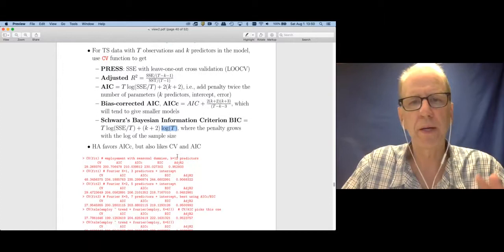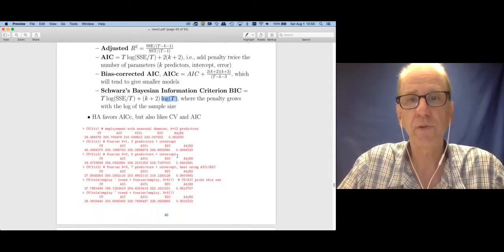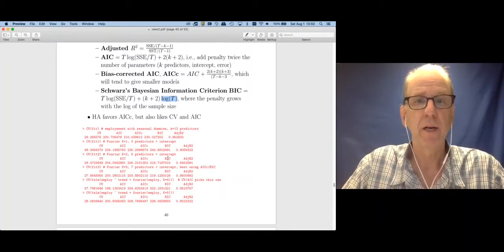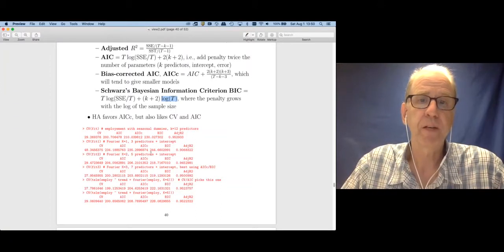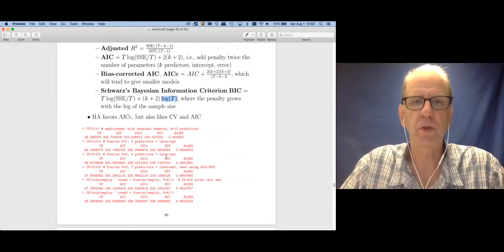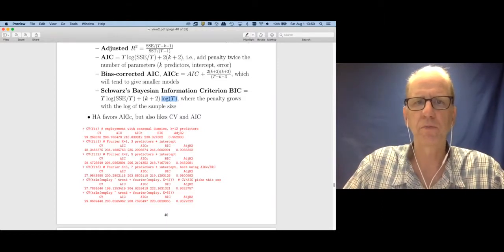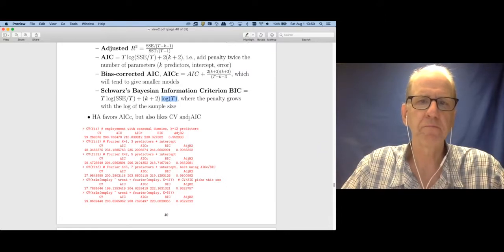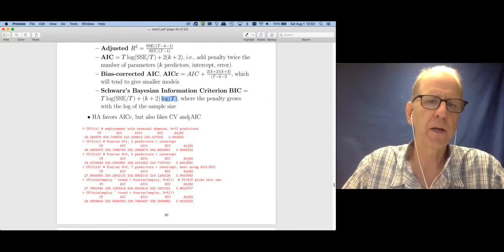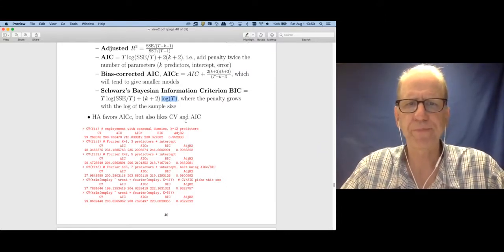What I would recommend doing is just using the CV function and looking across them. Often they tell you a similar story. When they don't, our author prefers AICc, but also likes CV and AIC. I agree with the author on this.